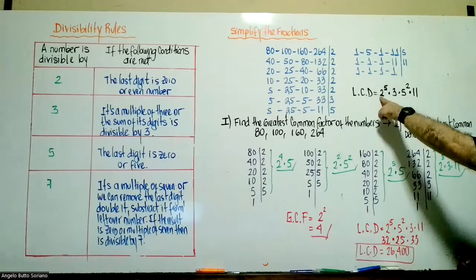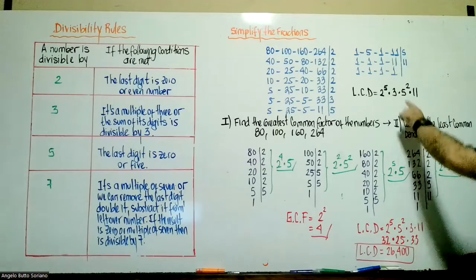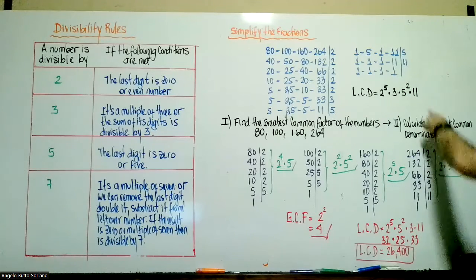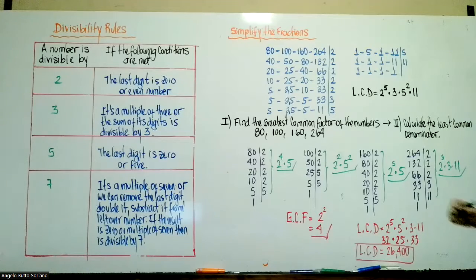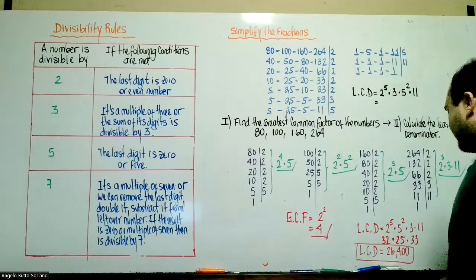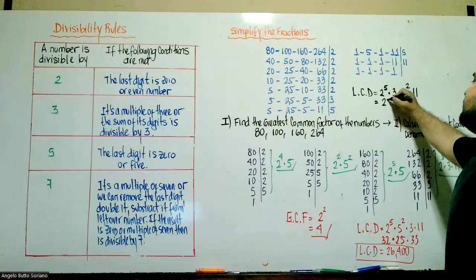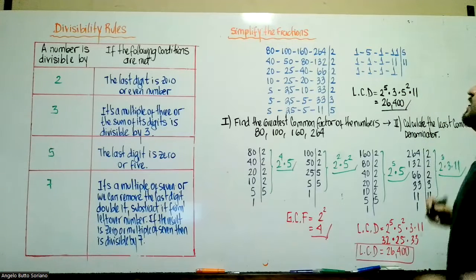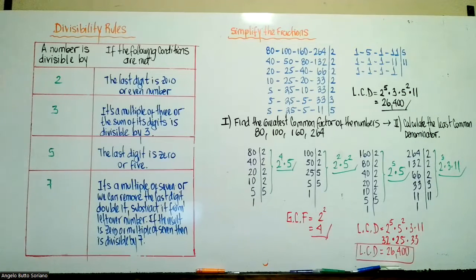So let's check the answer with the first method. 2 to the 5th power, matching. 5 to the second power is matching. 3 to the first power, matching. And 11 to the first power is matching. For that reason, we already know the least common multiple will be 26,400. And this is it. This is the full process of how to calculate the greatest common factor and the least common denominator in 2 ways. Okay.